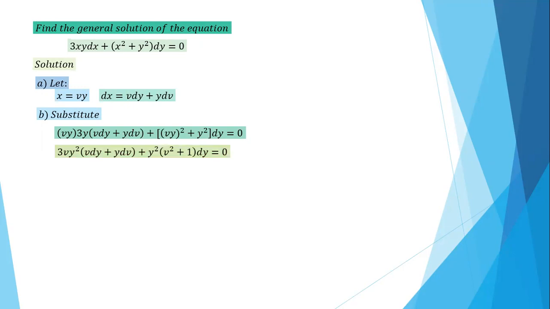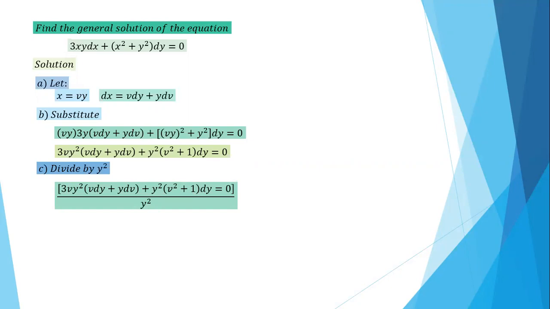Then simplify the equation. We have 3vy squared times the quantity of v dy plus y dv plus y squared times the quantity of v squared plus 1 dy equals 0. As we notice that y squared is common in the equation, so again we simplify. We divide by y squared.